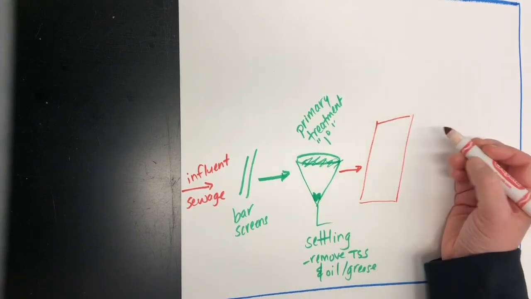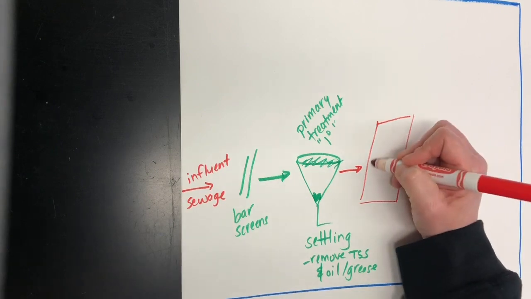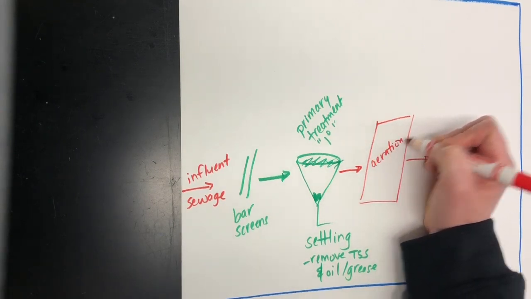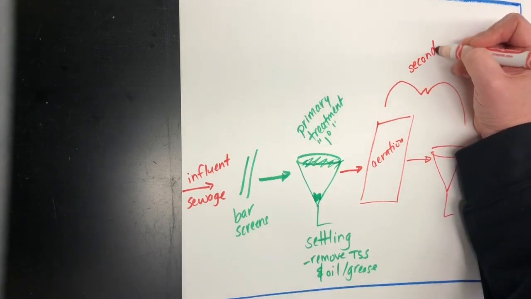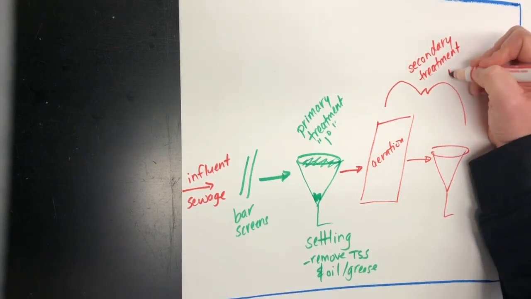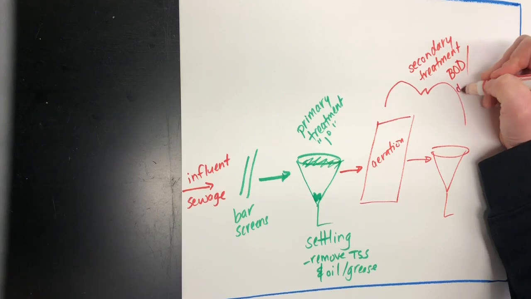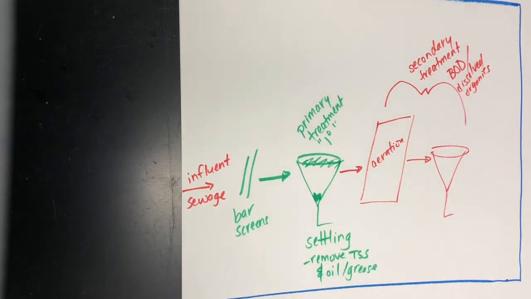Then it goes to secondary treatment. Secondary treatment actually has 2 steps in it. The first step is an aeration tank. So these together are called secondary treatment. Secondary treatment is removal of the BOD, or the dissolved organics. And so what happens is they use aerobic bacteria to do aerobic respiration to eat the BOD and convert it into CO2 and lots of baby bacteria.